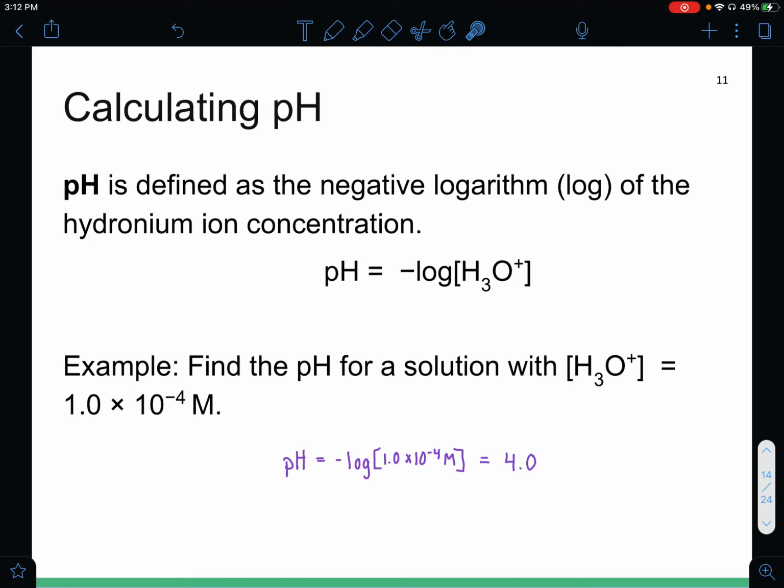We'll find the pH by typing in the negative sign, hit the log button on our calculator, typing 1.0 times 10 to the negative fourth, close the bracket, press enter, and you will get 4. So the calculator does all of the crazy log stuff for us. All right, so that means that if we have an H3O plus concentration, indicating an acidic solution, or indicating the quantity of H3O plus ions, if it is that quantity, we have a pH of 4. That is definitely an acid.